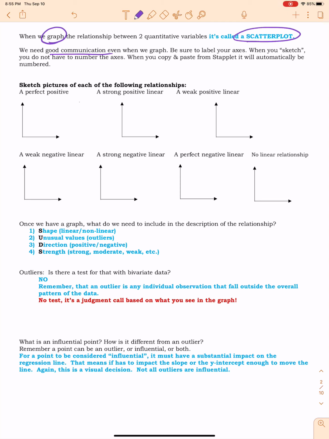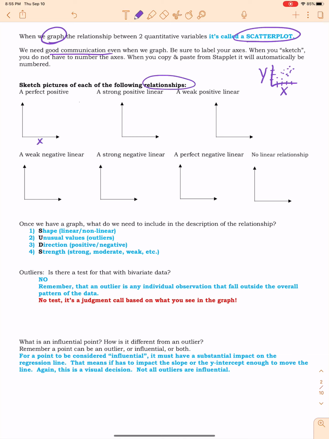All right, so it's still important that we use good communication all the time. We do need to label our axes, and by that I mean we'll label X and Y based on what they are in context of the problem. So they will be X and Y, but we'll put the actual names in the graph. But when we sketch our dots for our scatter plot, we don't have to label X and Y. We don't have to put numbers there. We're just throwing the dots up. That's all we're doing.